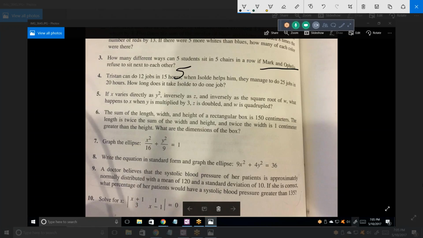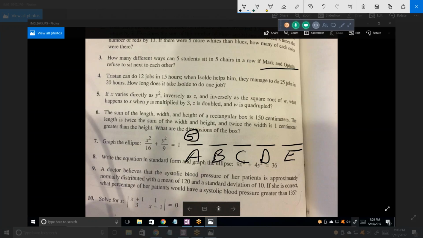Right. So here's what we have. Here's the picture we have. We have chair A. We have chair B. We have chair C. We have chair D. And we have chair E. There's 5 students to sit in these 5 chairs. How many different ways can somebody sit in chair A? 5. There's only 5 students.